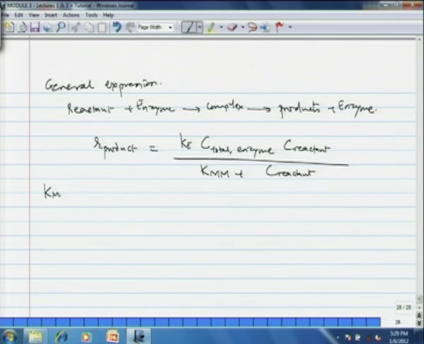Now, K_m is called the Michaelis-Menten constant. This is named after the scientists who invented this particular expression. Michaelis-Menten constant, not Michaels, I am sorry, I will change that spelling. K_e is the regular enzyme reaction rate constant.